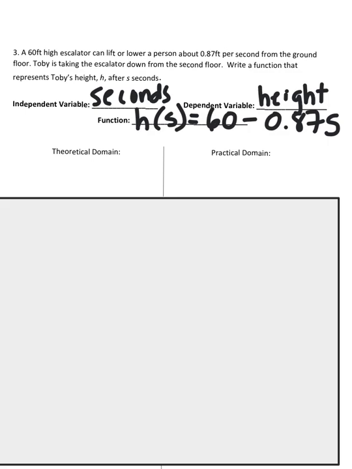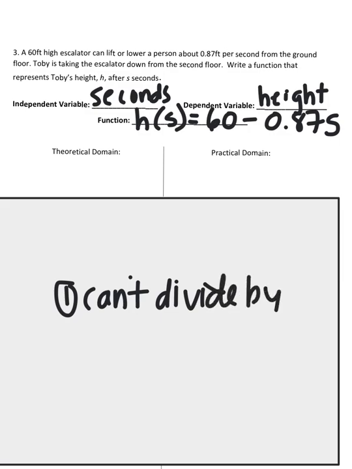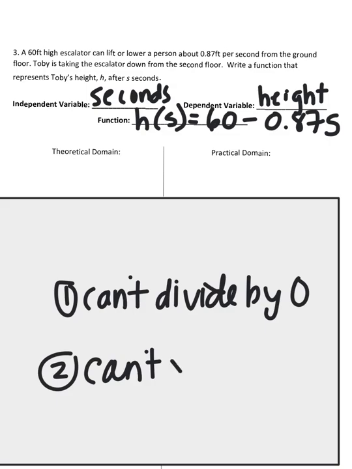So theoretically, if I think of my two rules, I can't divide by 0, and I can't square root a negative. That's not happening in this equation at all. There's no division and there are no square roots. So I know that the seconds can be all real numbers. Any number is theoretically going to work in this equation.